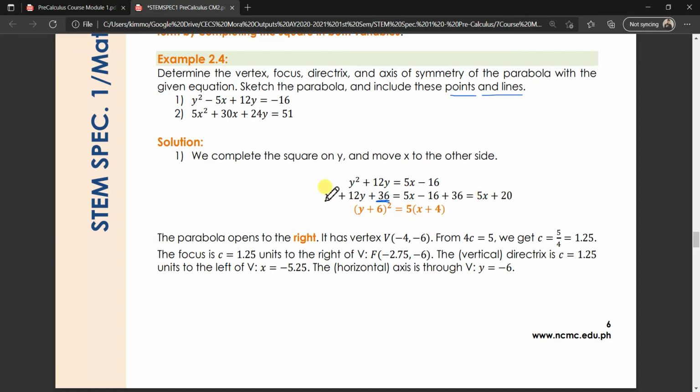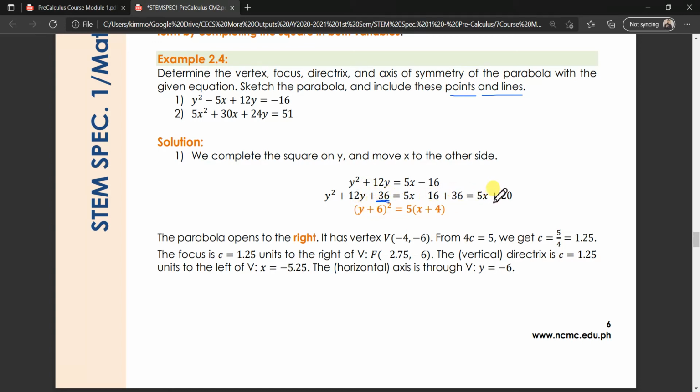Next, we factor it. The factor of y squared plus 12y plus 36 is equal to y plus 6 squared. Where does the square come from? The 6 is just 12y divided by 2. Okay, so y plus 6 squared.